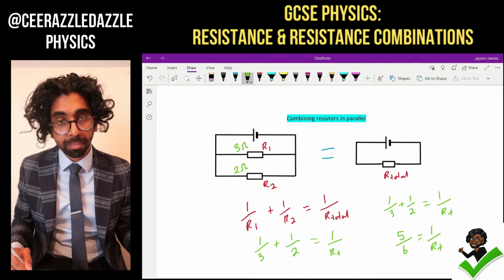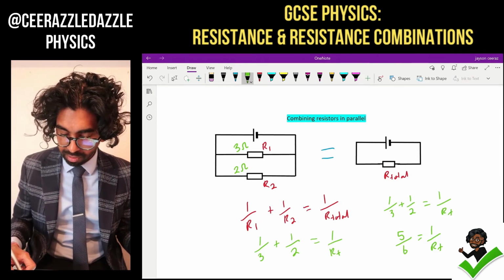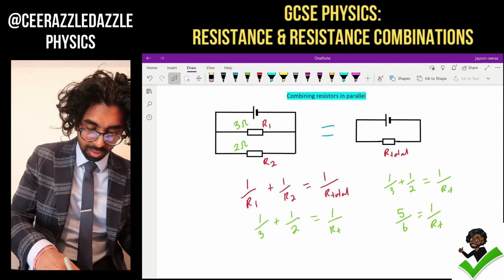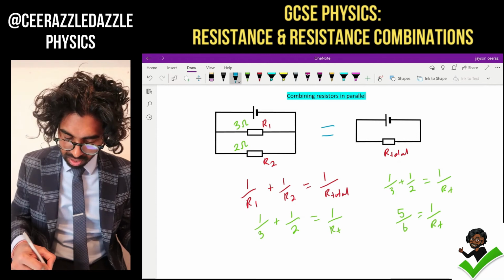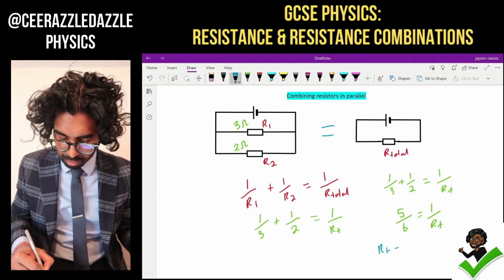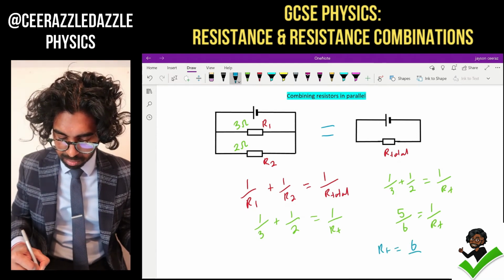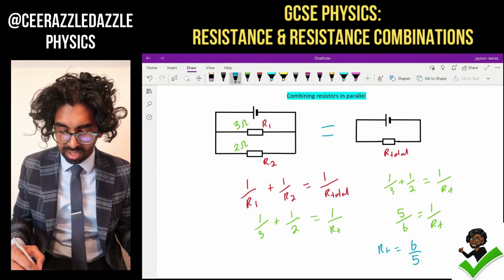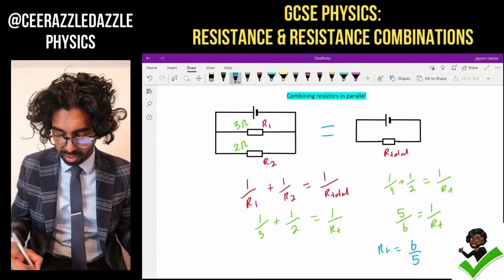Now, RT is at the bottom of the fraction. You've got to flip it. So just moving that up a bit. Therefore, next bit over here, we know that RT is therefore equal to 6 divided by 5. Make sure you check your maths and how I've done that. So I bring the RT up, 6 there, and bring the 5 underneath, ohms.